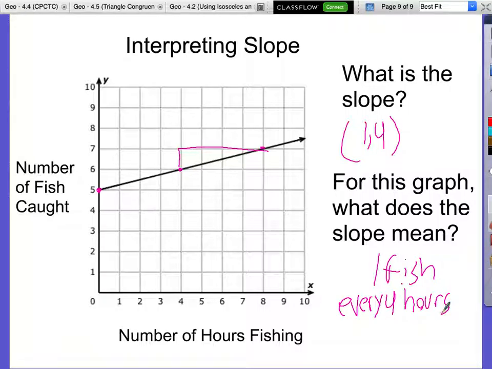Do we write our slope as an ordered pair? Okay, so we go over 4. And very good. Can you explain why it's 1 fish for every 4 hours? Yeah, so every 4 hours they catch a fish. 4 hours later they catch 1 more fish. 4 hours later they caught another fish.